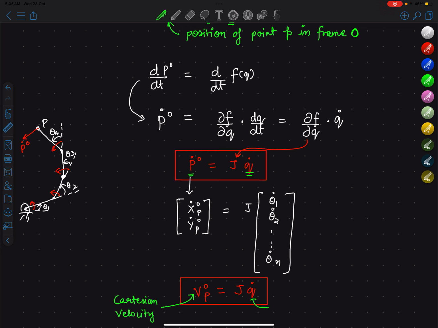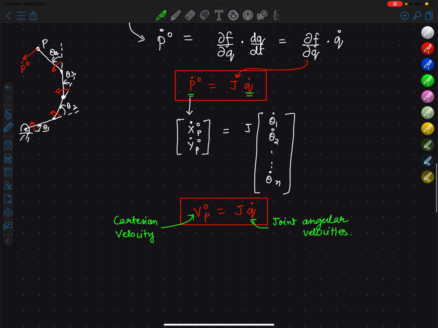And these are the joint angle velocities. Angular velocities. And J is the Jacobian. Okay, so this is a theory. Let's use it to write the Cartesian velocity of a 2 degree of freedom manipulator, which we wrote the forward kinematics of previously. So let's see one example.